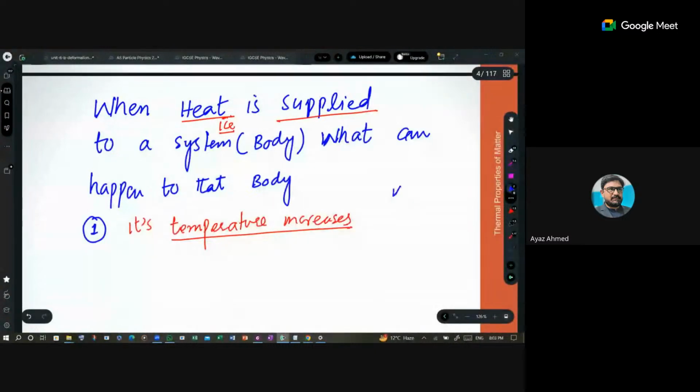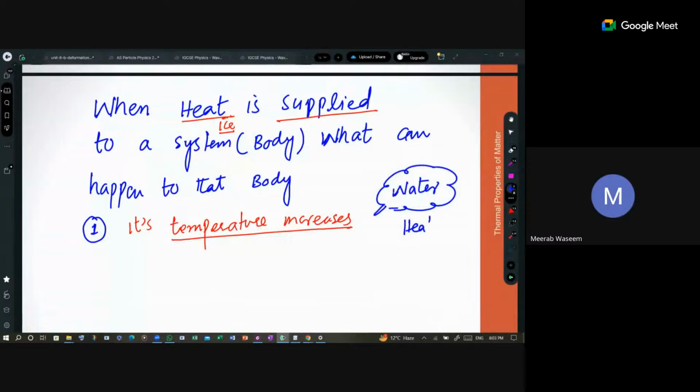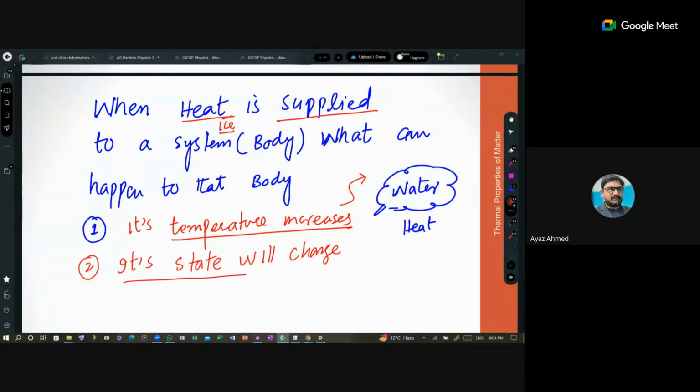Let's start from here. We are heating water, so what happens to the water when it is heated up? Sir, it gains energy. Yeah, its temperature rises. Second thing, if you continue heating, what will happen? It will boil. Yes, its state will change, of course. So the third thing which you really observe is its volume increases. Got it?